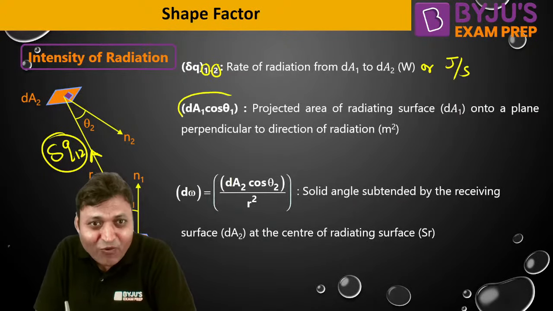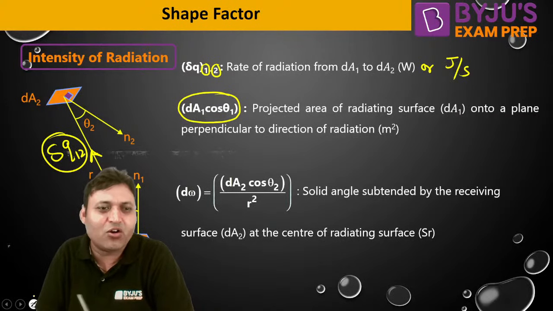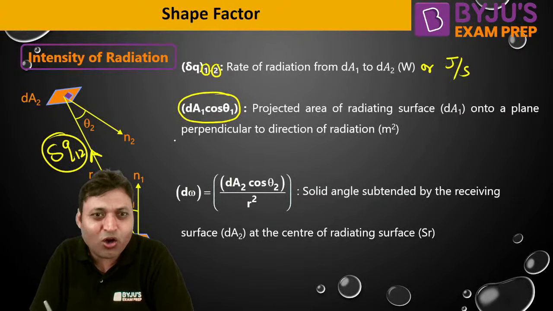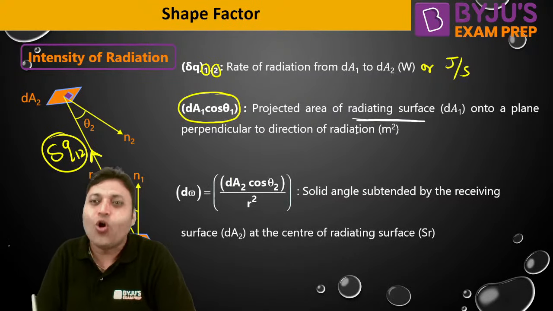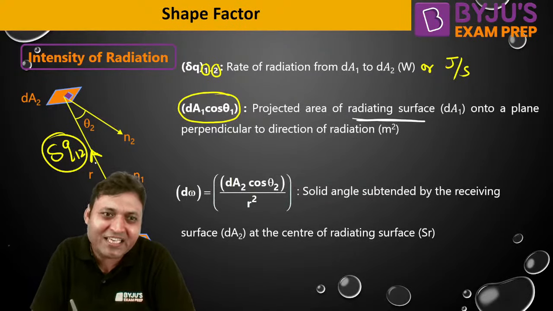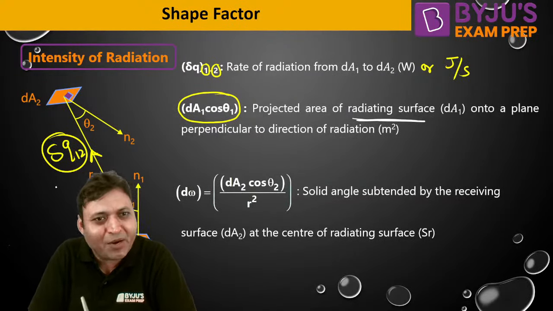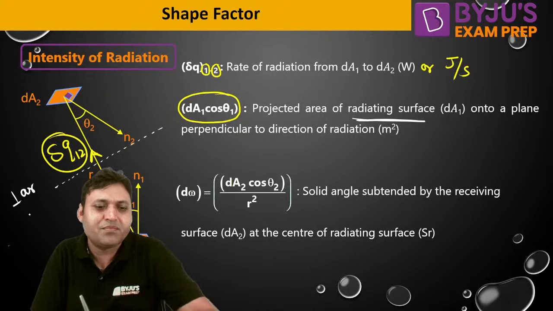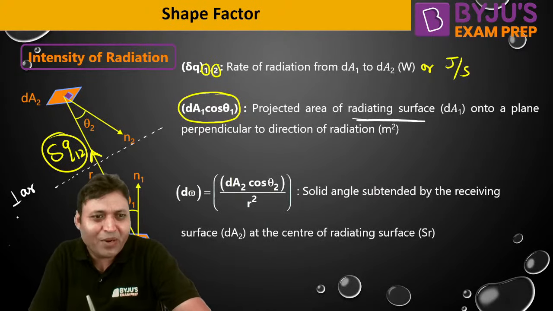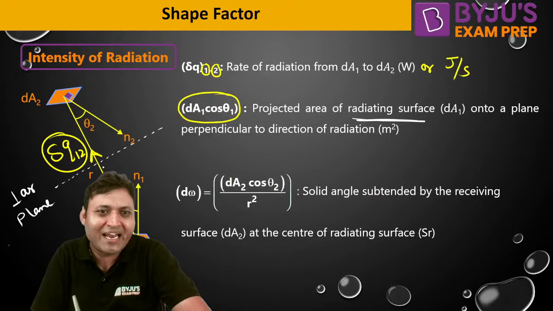And what is dA1 cos theta 1? dA1 cos theta 1 is the projected area of the radiating surface, that is dA1, onto a plane perpendicular to the direction of radiation. This is the direction of radiation. If we draw a perpendicular to the direction of radiation, this is the perpendicular plane.